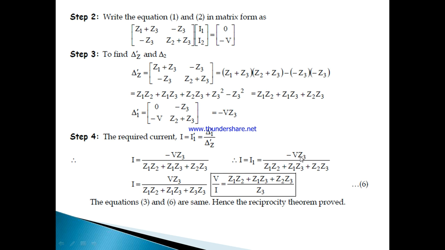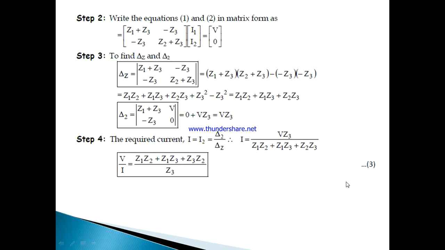The response is minus V into Z3 divided by Z1 Z2 plus Z1 Z3 plus Z2 Z3. So this is the expression for the response. Now I am going to substitute in the ratio, that is the source and excitation ratio, in the place of I. If I substitute this value, finally we will get this ratio as (Z1 Z2 + Z1 Z3 + Z2 Z3) by Z3. I am calling this equation 6.